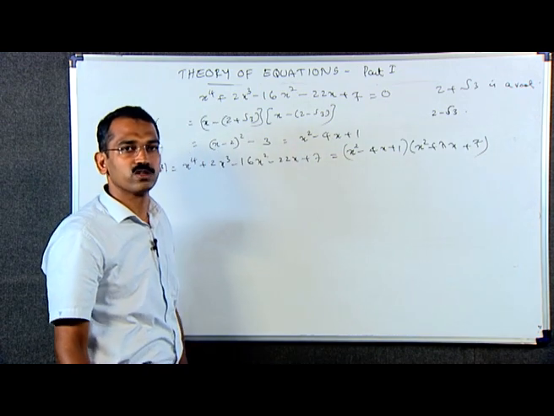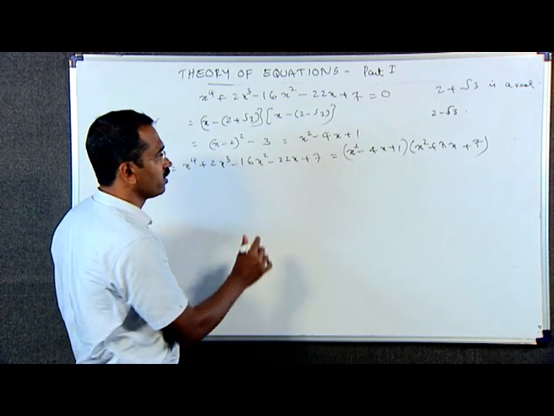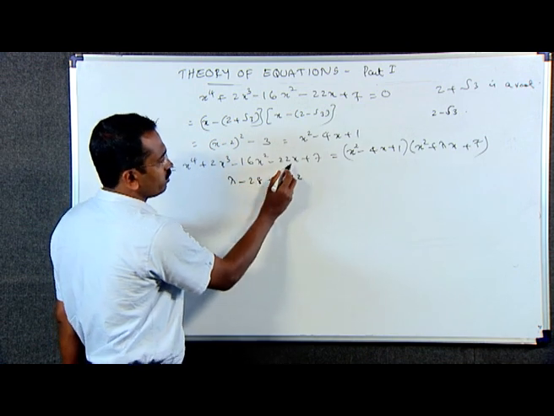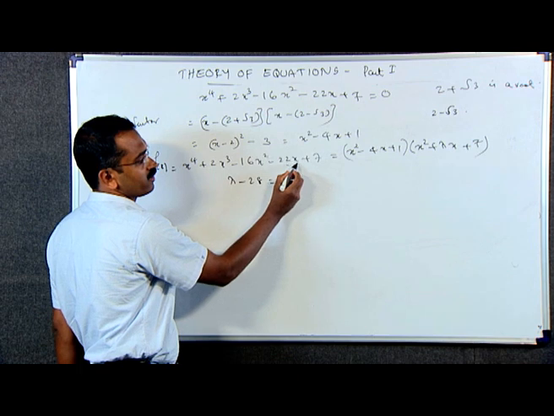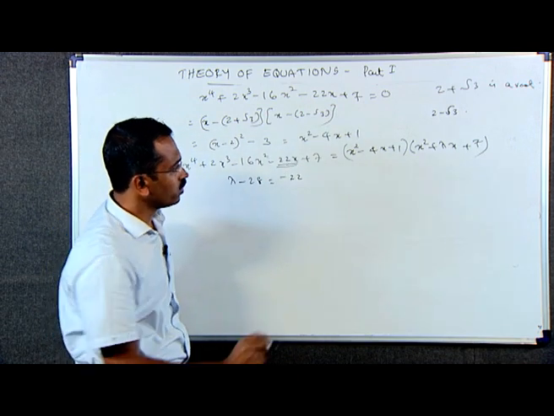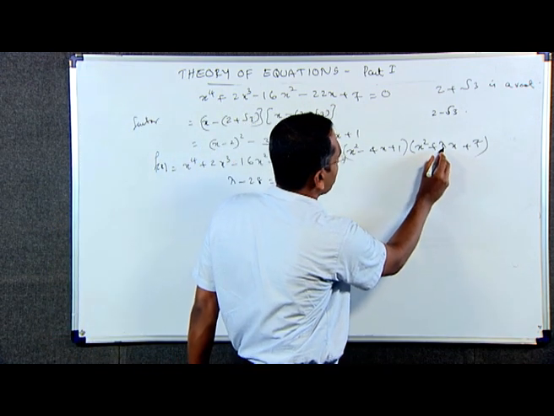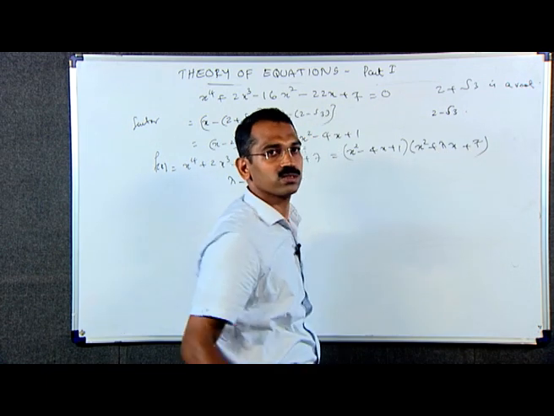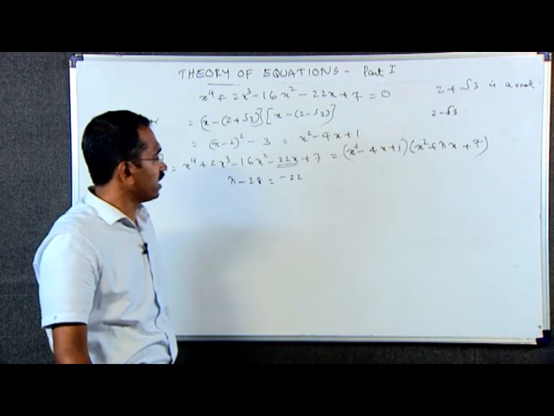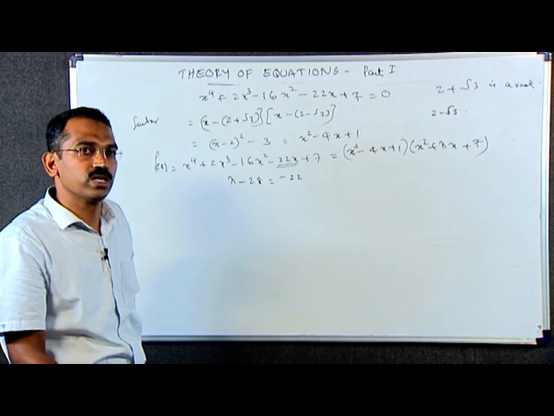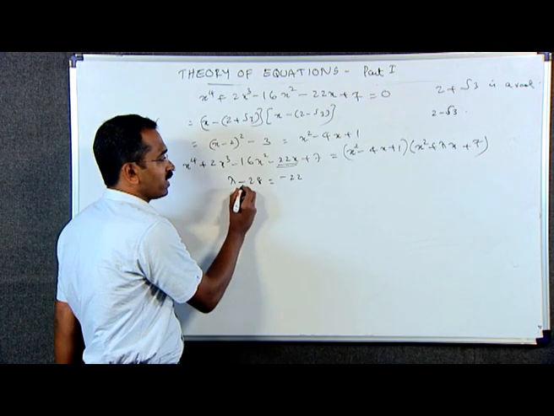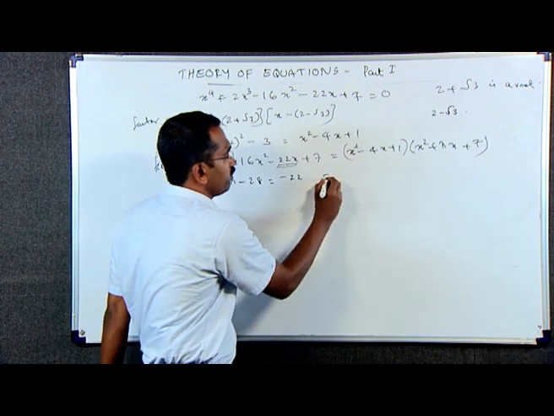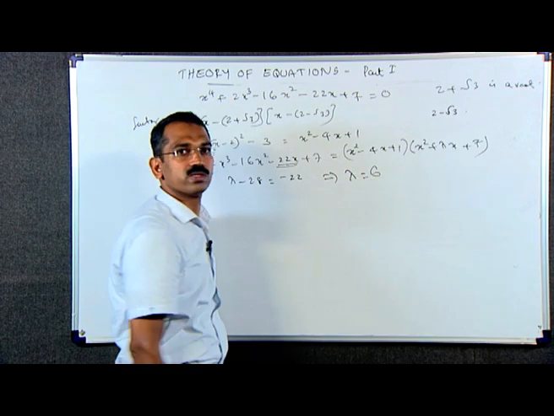Now, equating the coefficients of x on both sides, we will get lambda minus 28 is equal to minus 22, because in the left hand side the coefficient of x is minus 22. From here the coefficients of x are lambda x into 1, that is lambda, 7 into minus 4x, that is minus 28x, therefore coefficient of x is minus 28. Therefore, we can write lambda minus 28 is equal to minus 22. This implies lambda is equal to 6.